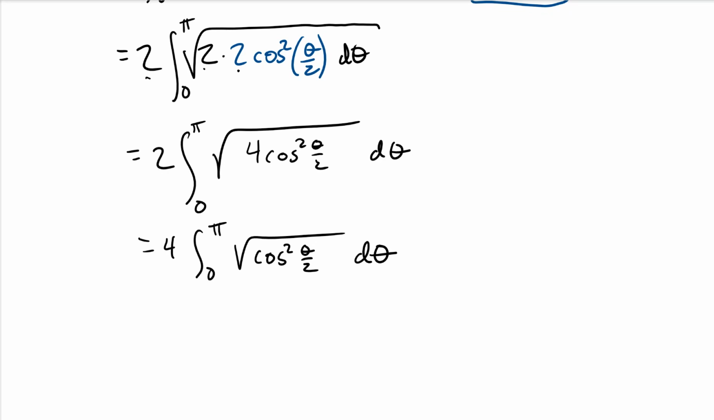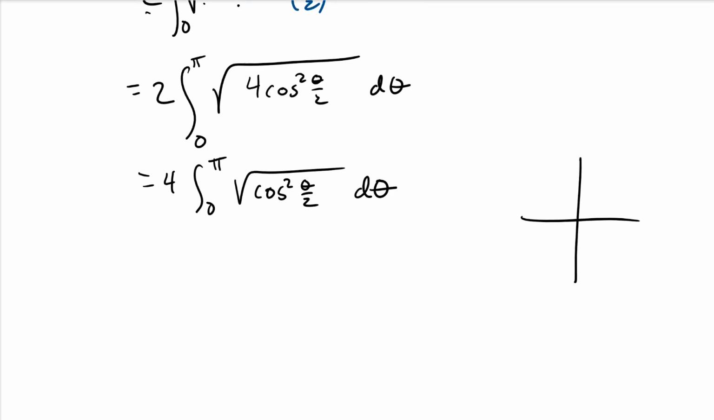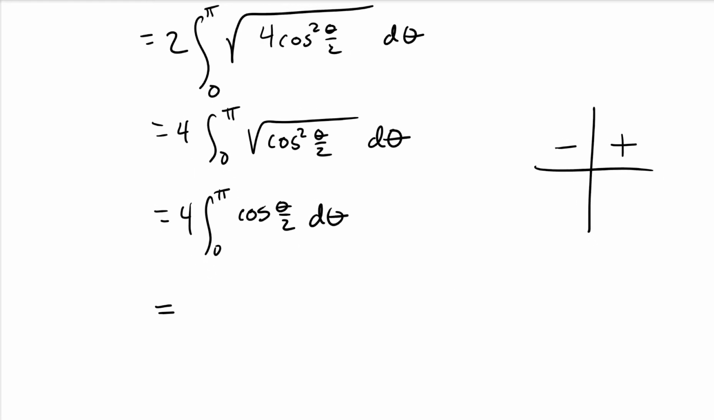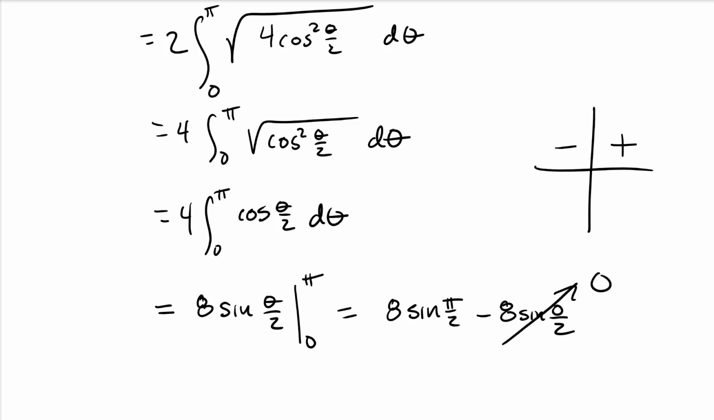Well, cosine of theta over 2 is always positive between 0 and pi. Cosine might be positive then negative, but we're cutting the angle in half, so we're actually only looking from 0 to pi over 2. Therefore, we can just remove the square root and the square, and we get cosine of theta over 2 d theta. Which means our antiderivative is 8 sine of theta over 2 evaluated from 0 to pi. You pop that in, you get 8 times sine of pi over 2 minus 8 times sine of 0 over 2. That's just 0, so we get an answer of 8.